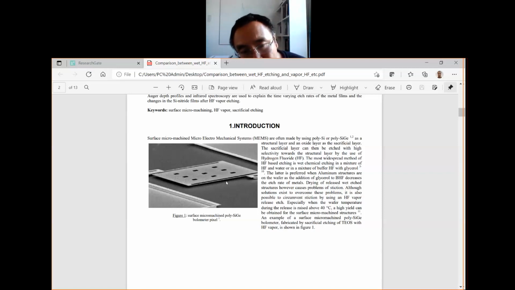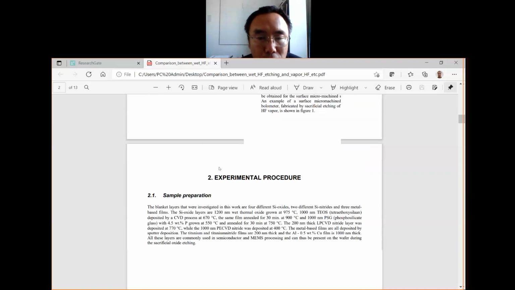So the bottom part, the silicon oxide, is already etched away. So we get this kind of freestanding structures. To make this, we need to avoid the capillary force that happens in the wet etching.